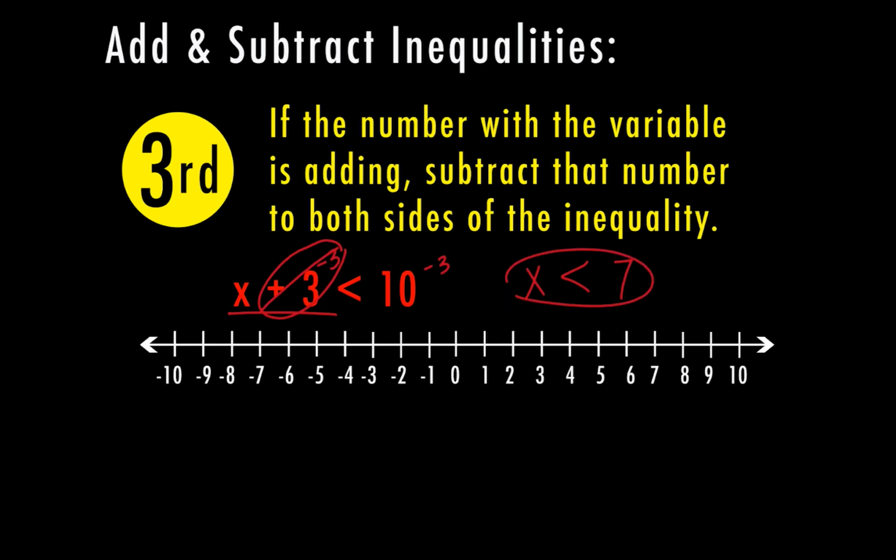So now we're going to graph our solution. I'm going to find my 7 on my graph. I'm going to put an open circle because it's just a less than sign, and then I'm going to shade everything that is less than 7. So I can use any of these numbers. Let's go with 1. I'm going to plug in a 1 here, and 1 plus 3 is 4. 4 is less than 10, so I do know that that is a correct statement.